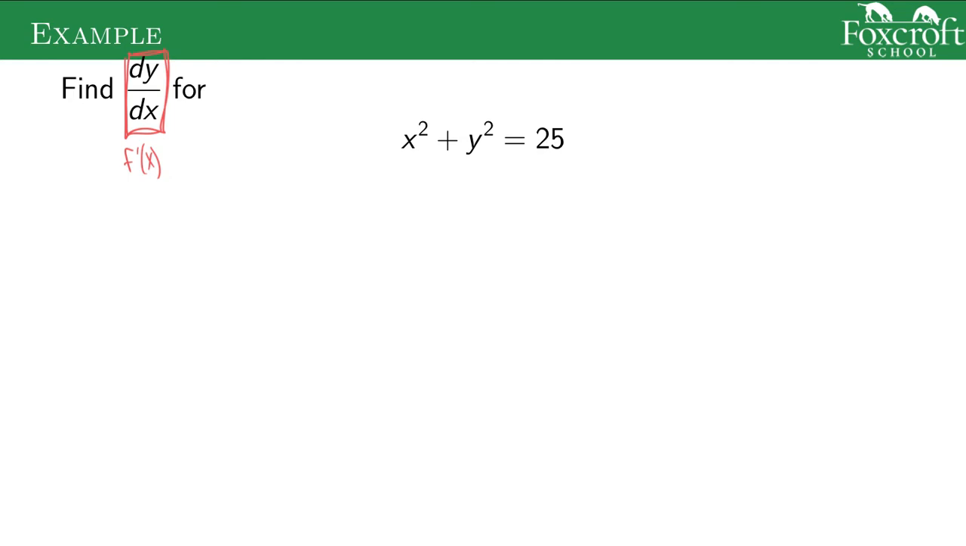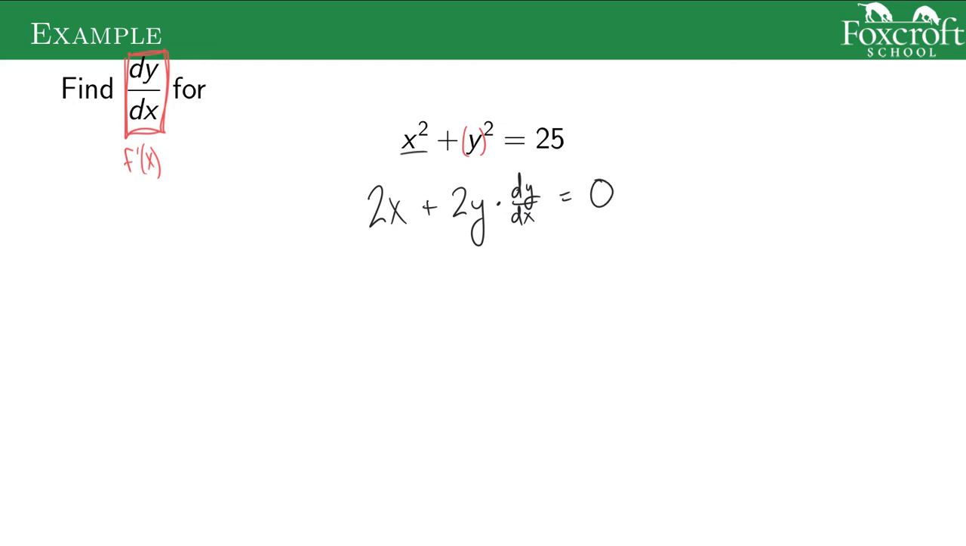So the derivative of x squared is just 2x. The derivative of y squared is 2y, but this is where you have to remember that y is actually an entire function in itself. So this is actually a mini chain rule problem. We do the power rule to get 2y, then we multiply this by the derivative of y, which is dy/dx. And that's equal to the derivative of 25, which is 0.